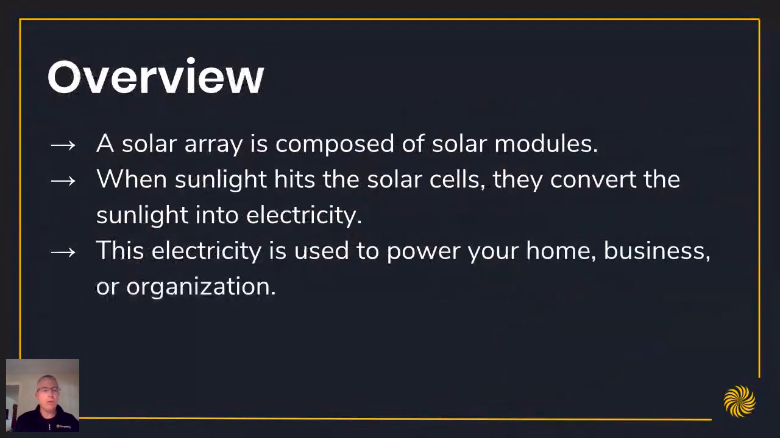So, just a brief overview of what we talked about so far. The solar array is composed of many solar modules. Those modules are composed of solar cells. When sunlight hits the solar cells, they convert the sunlight into electricity. This electricity is used to power your home, business, or any property that you have an array attached to.